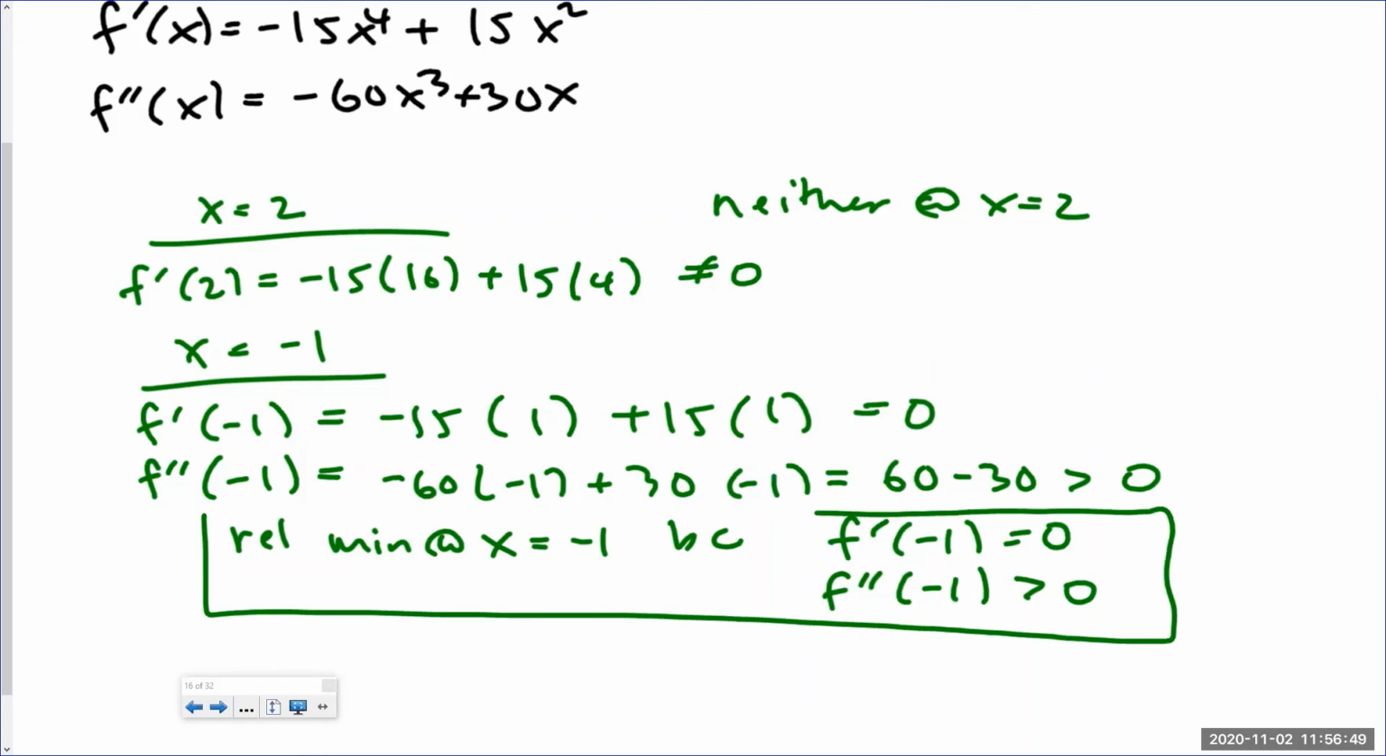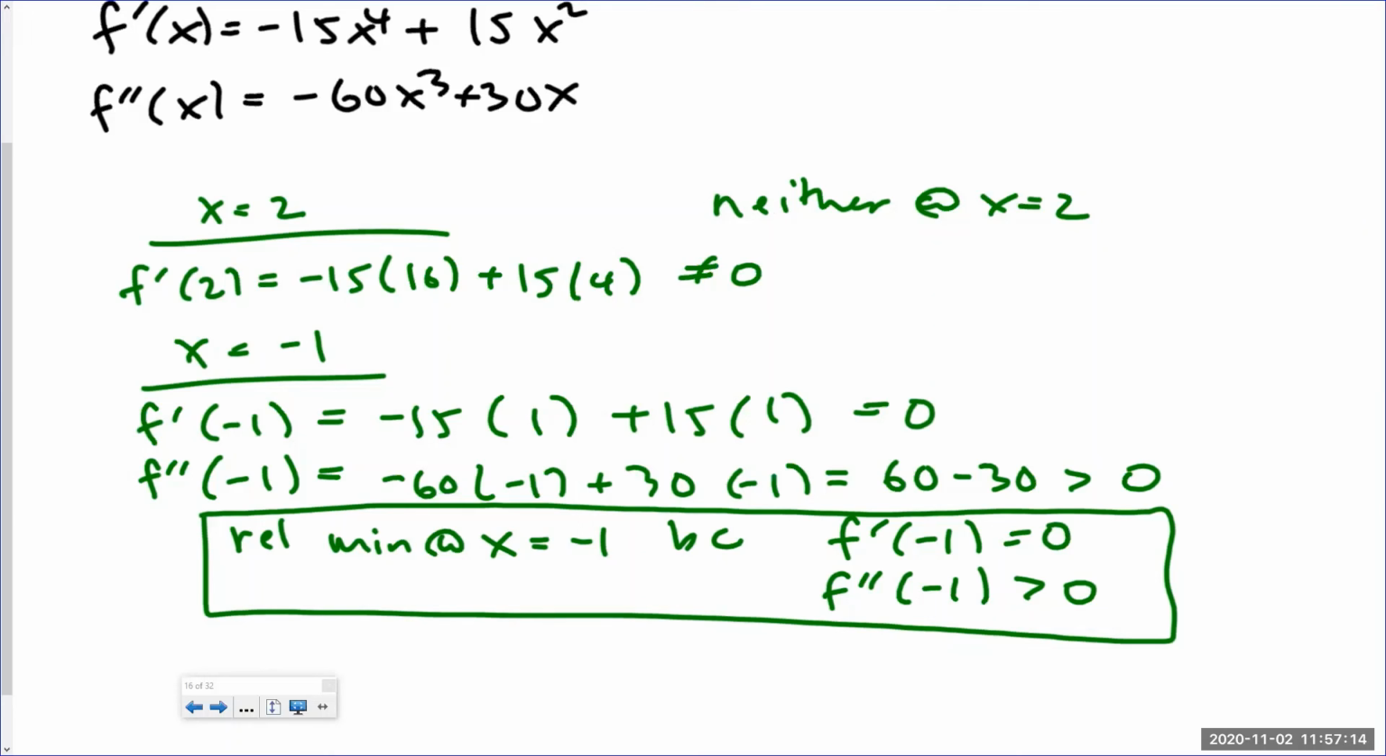Yes, I did the same problem again. I'm just telling you, they could have written the problem this way. In one problem, they gave you points to plug in. In the first problem, you had to find your points. So on your homework, you'll have both, where you have to find the points and where they give you the points. And that is your answer for x equals negative 1.